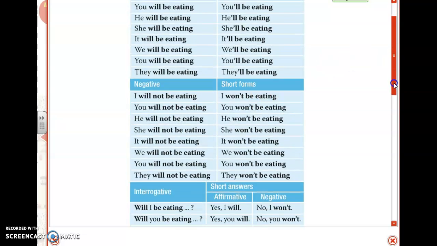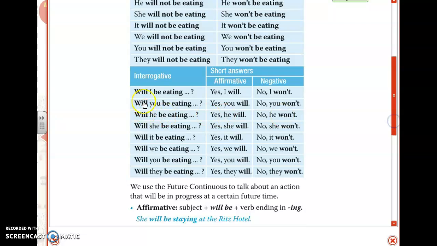And for the question form, all you have to do is to make the question starting with will, then the subject, and then the rest of it. And the short answers are like this. Yes, I will, or yes, it will. Negative answer, no, I won't, or no, they won't. There isn't anything else to this tense. It's quite simple. Thank you.